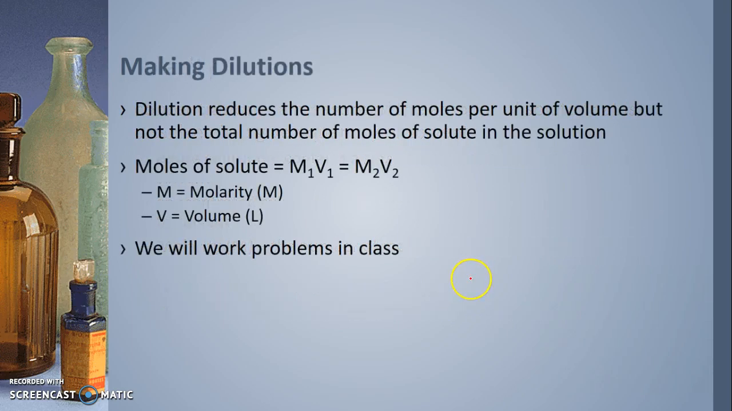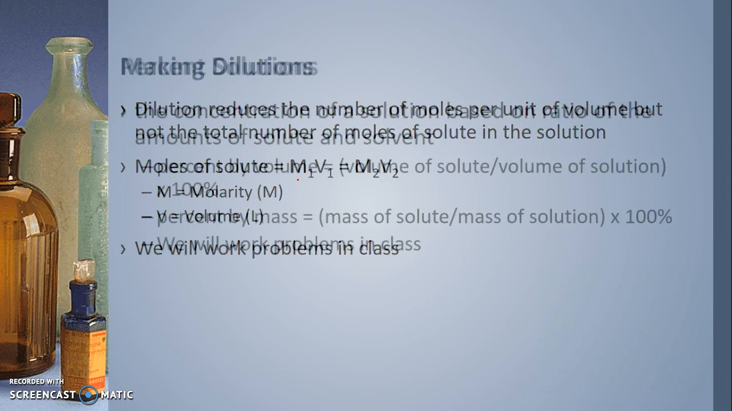We're also going to work with dilutions. If you have a certain amount of one substance, like a certain molarity and a certain volume, we can use this formula to figure out how much to use of one thing to make a different type of solution. So for now, just write this down. We'll work some of these in class.